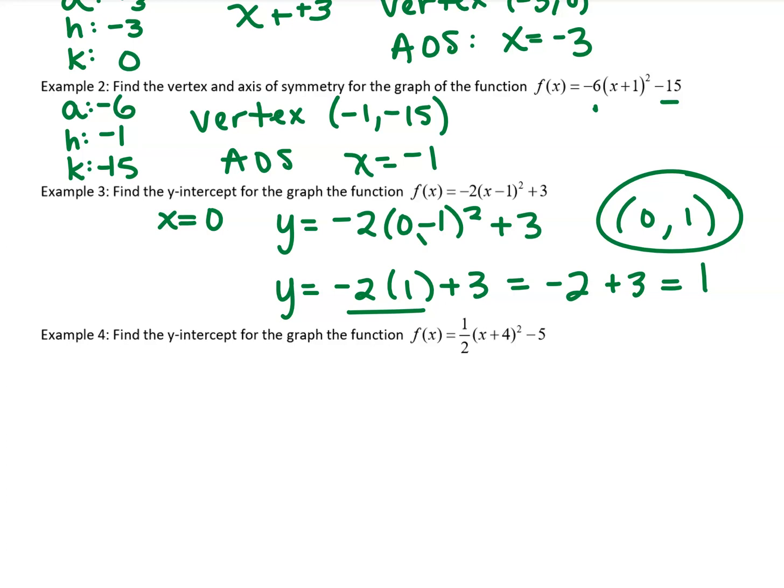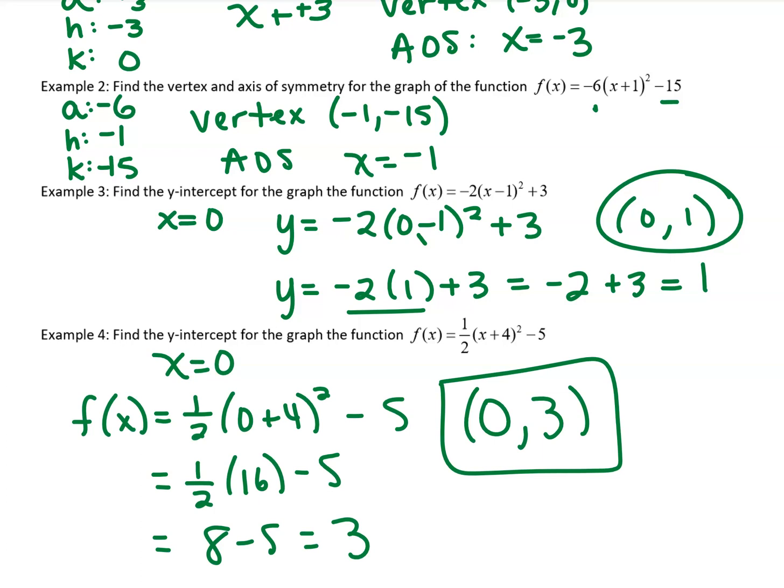Okay, I want you to go ahead and do example 4 also. Go ahead and find that y-intercept by plugging in a 0 for x. So on this one we plugged in a 0 for x. 0 plus 4 was 4. 4 squared is 16. We multiplied that times 1/2 and got 8. Subtracted 5 and got 3. Remember your x was 0 and your y is 3, so we write that as an ordered pair.